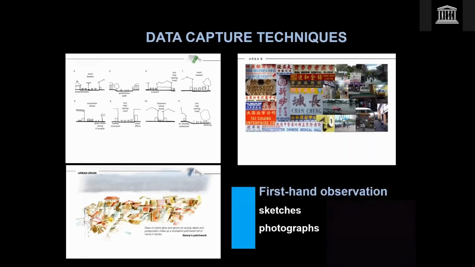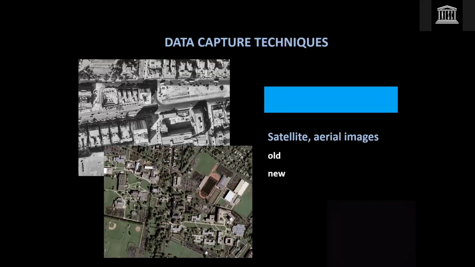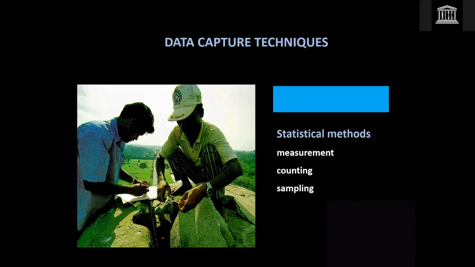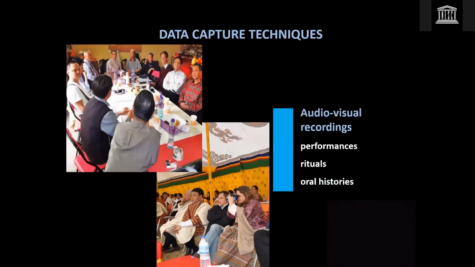Some of the data capture techniques that can be used could be first-hand observation or first impressions through sketches, photographs, archival research through old photographs, newspapers, film, postcards. We can access satellite or aerial images, LiDAR surveys, for instance, both old and new. We can use statistical methods: measuring, counting, sampling. We can access local knowledge, do surveys and have interviews, use audio-visual recordings, performance, rituals, and oral history.